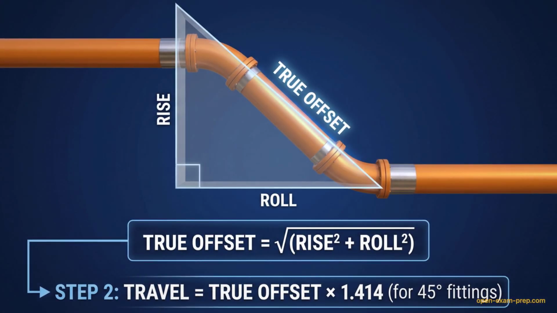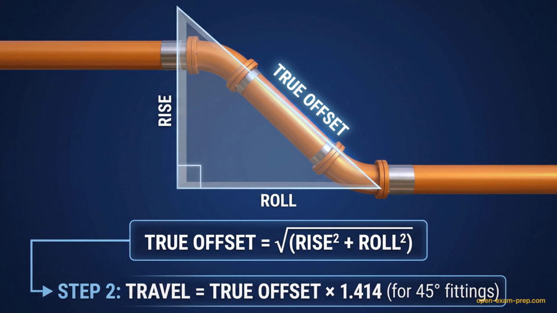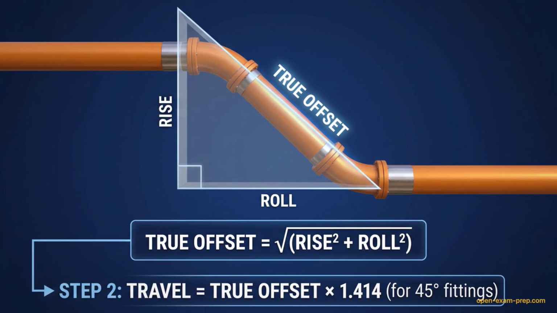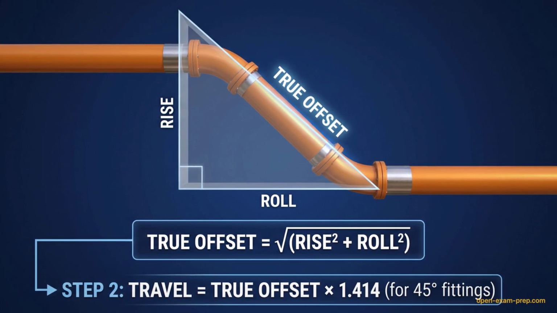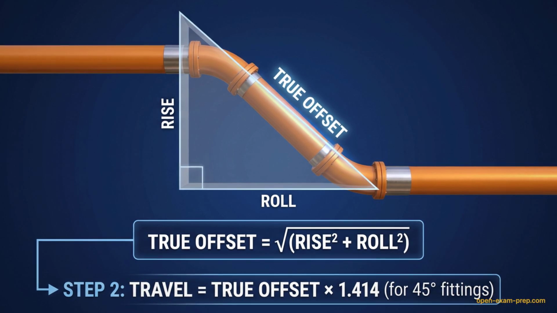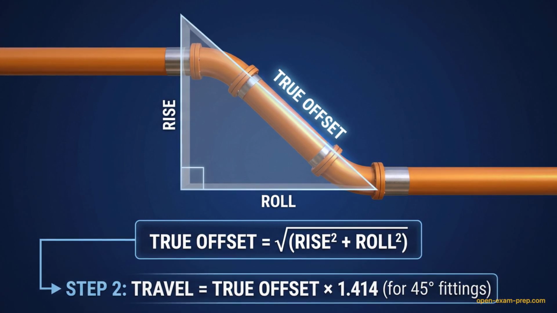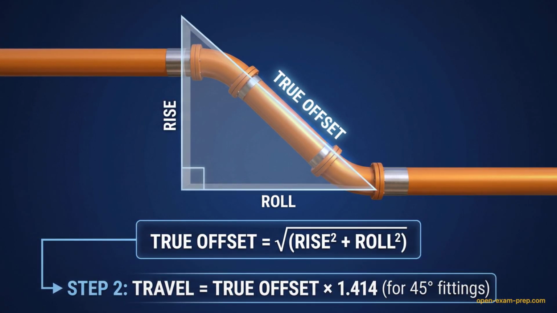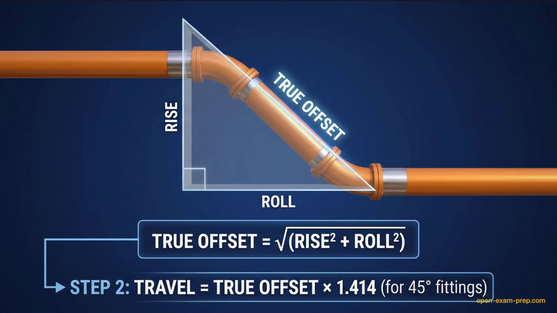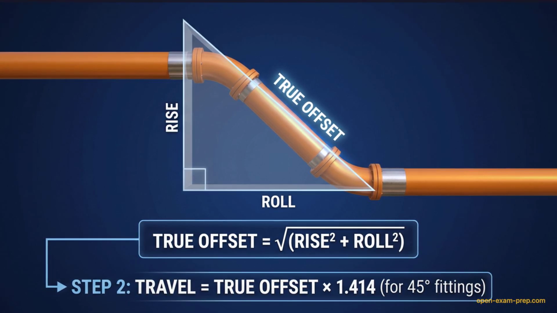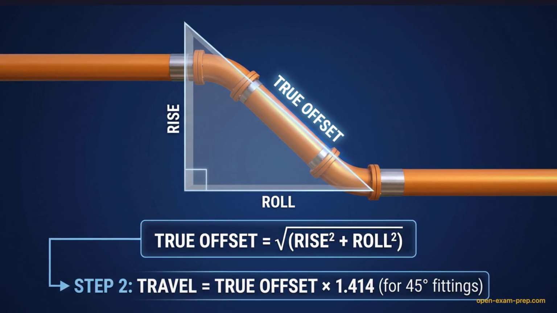Once you master simple offsets, you'll face rolling offsets, which occur when a pipe must move in two directions at once, for example, up and sideways. This creates a compound angle. The first step is to calculate the true offset, which is the square root of the rise squared plus the roll squared. Once you have the true offset, you can calculate the travel just like a simple offset. For 45-degree fittings, the travel equals the true offset multiplied by 1.414. This two-step process is a classic stumper.